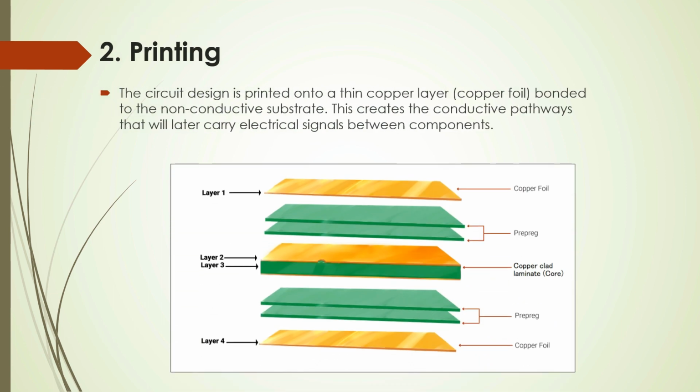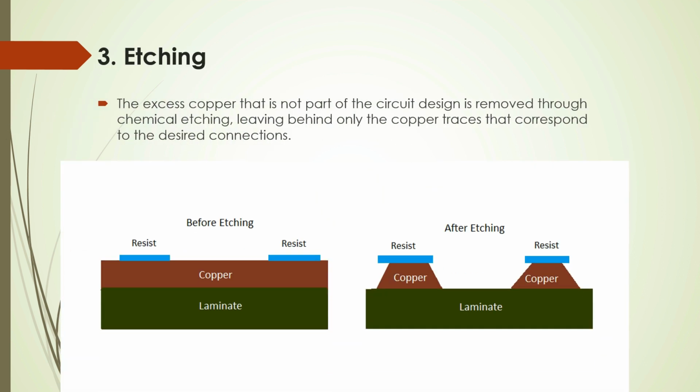The next step is printing. The circuit design is printed onto a thin copper layer bonded to a non-conductive substrate. This creates the conductive pathways that will later carry electrical signals between components. Number three is etching. In the etching process, the excess copper that is not part of the circuit design is removed through chemical etching, leaving behind only the copper traces that correspond to the desired connections.